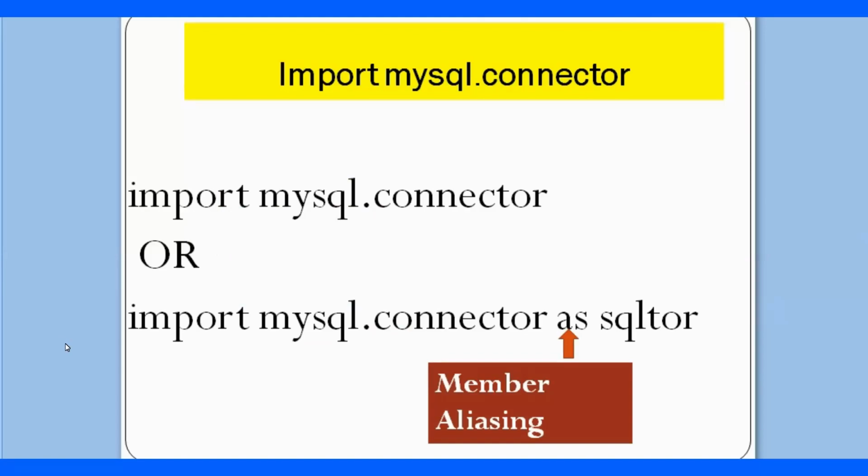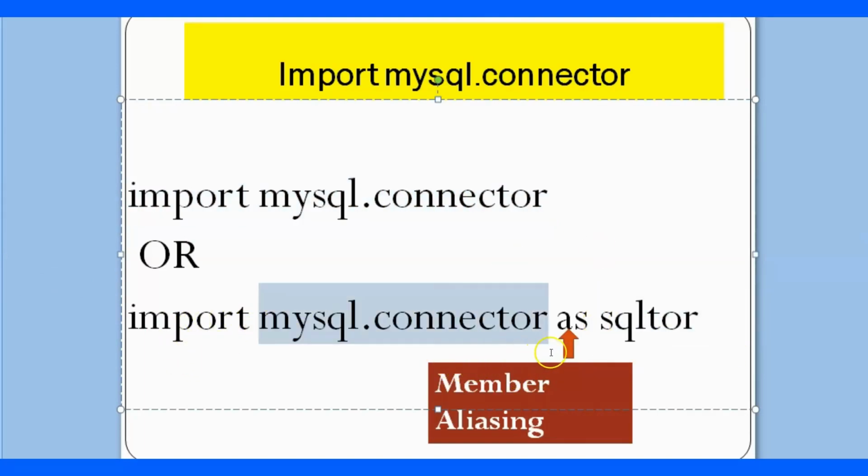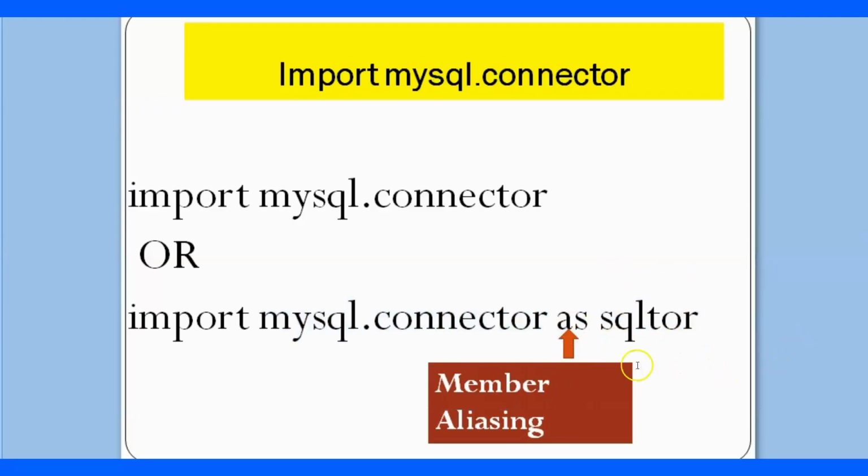For importing MySQL.connector in the Python shell prompt, we typed the command import mysql.connector. Or else, you can import mysql.connector as sql, using member aliasing. You can use the as keyword for member aliasing, so instead of the full name, you can work with the alias.